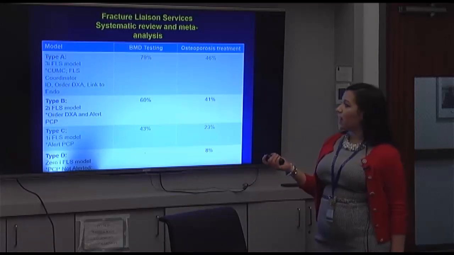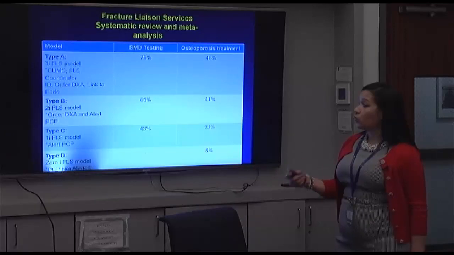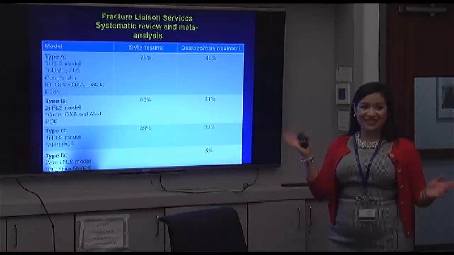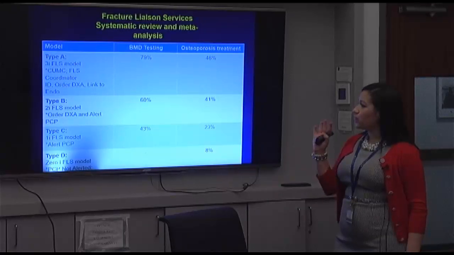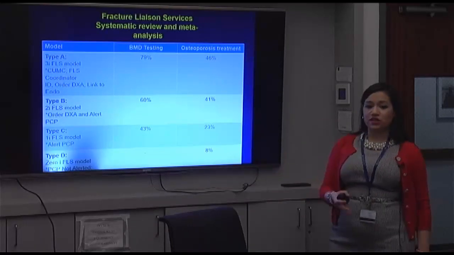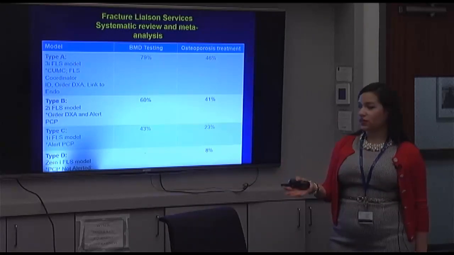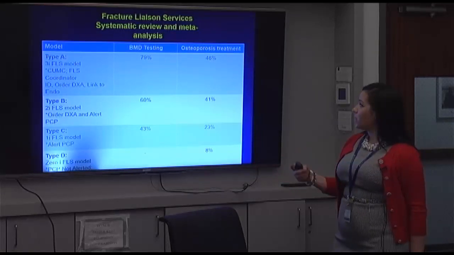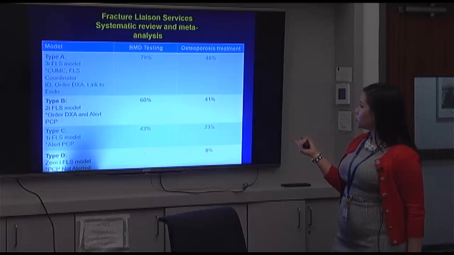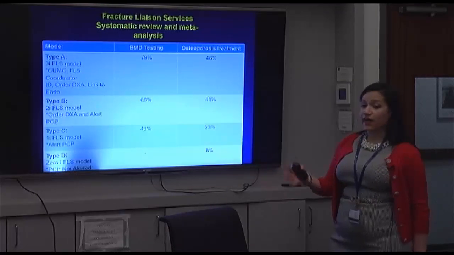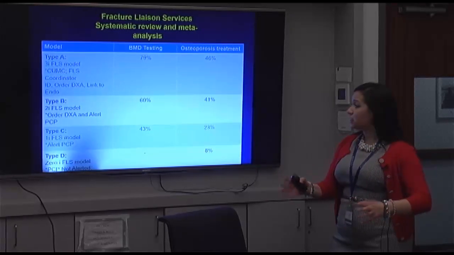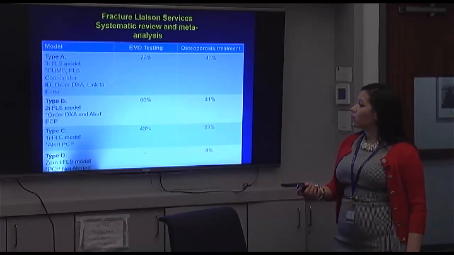So the first is type A, which is what we have here at Columbia, where we have a dedicated coordinator, which is myself. We ID the patients, we order the bone density, and we link them to care at the osteoporosis center and endocrinology. And then you could see the rates for DEXA testing and osteoporosis treatment are both the highest.